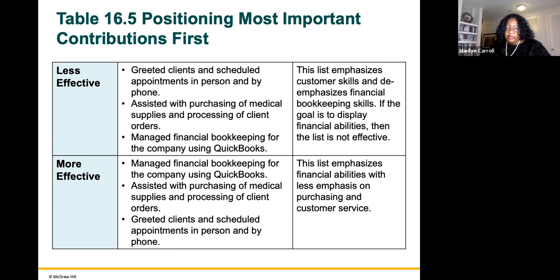So positioning most important contributions first. Greeted clients and scheduled appointments in person and by phone, assisted with purchasing. You see that? And now I want you to go down and I'm going to show you this. Manage financial bookkeeping for the company using QuickBooks. That's more important. Assisted with purchasing medical supplies and processing of client orders. Greeted clients. Greeting clients is less important. And unless you're going for a clerical position or a greeter position, you don't want to put that first.